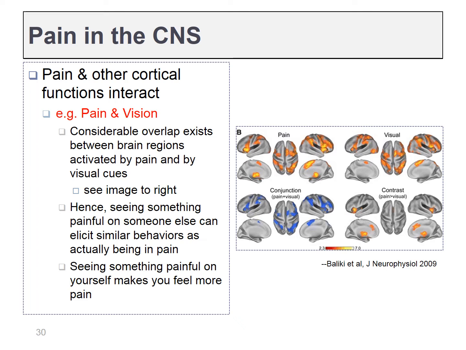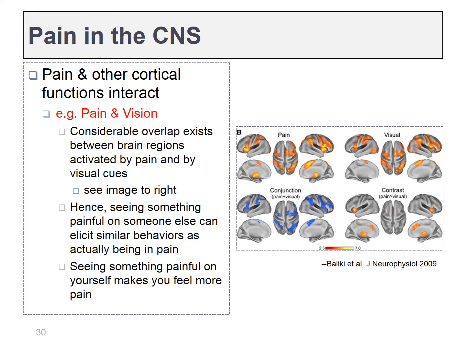So there's a high degree of overlap between pain and vision. And that's very important for us. The things that we see as painful will feel more painful. And that doesn't just exist to the individual. Now, what do I mean by that?